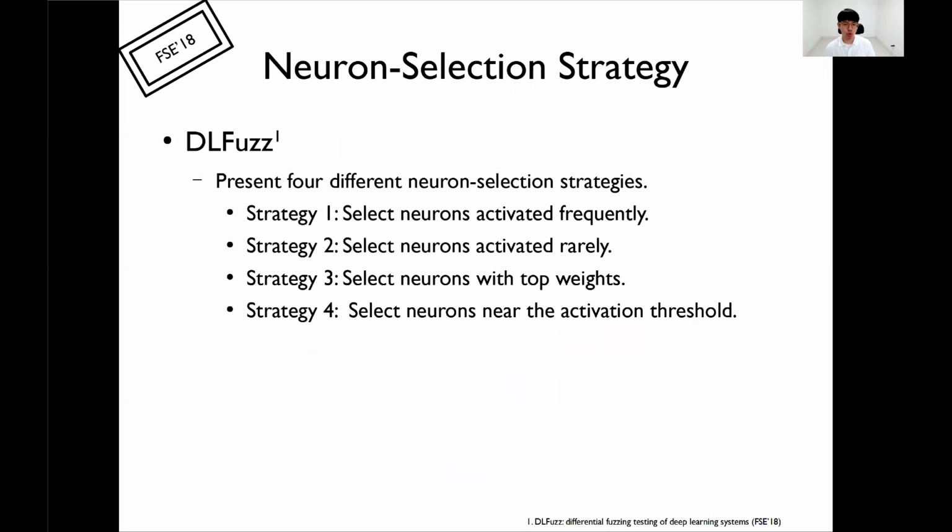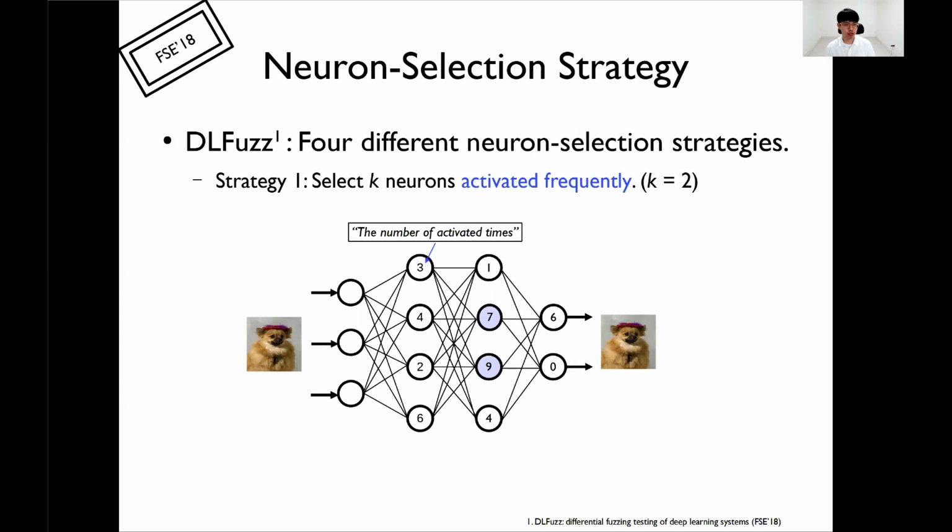And the next technique, called DLFuzz, has presented 4 different neuron selection strategies. Each strategy of DLFuzz is also very intuitive and simple. So let's look at each strategy. The first strategy is to select K neurons activated frequently. Suppose that the number in each neuron denotes the number of activated times during the DNN testing so far. So when K is 2, for example, this strategy will select the 2 neurons in the 3rd layer that are most frequently activated.